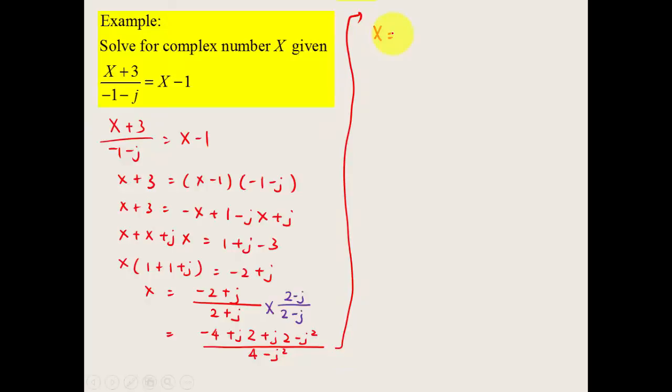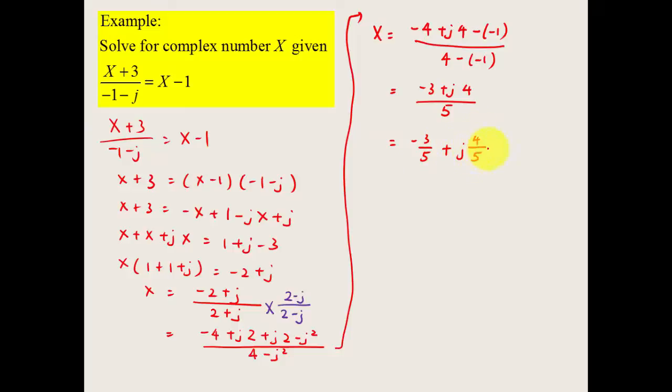So x is equal to, tidying up the numerator, I have minus 4 plus j4 minus j squared, which is minus 1. At the bottom, I have 4 minus j squared, which is minus 1 again. So this becomes negative 3 plus j4 over 5. I'm almost done. Now I just split up the fraction to reveal the real part and the imaginary part. So the answer is this for x.